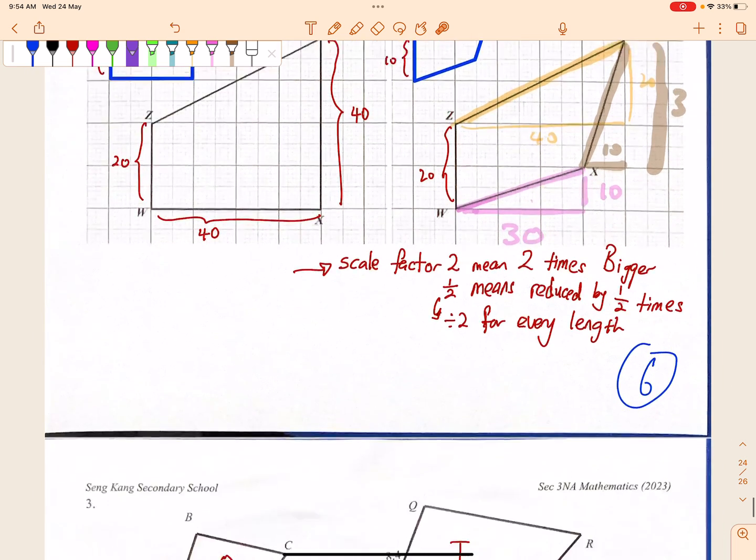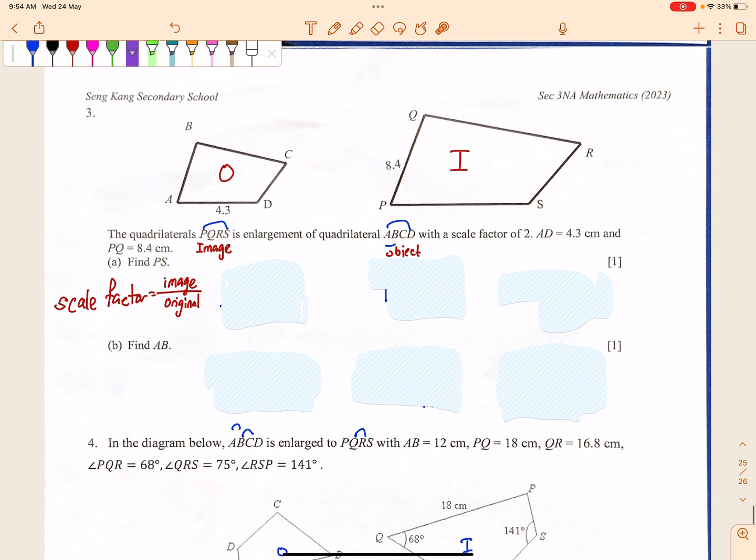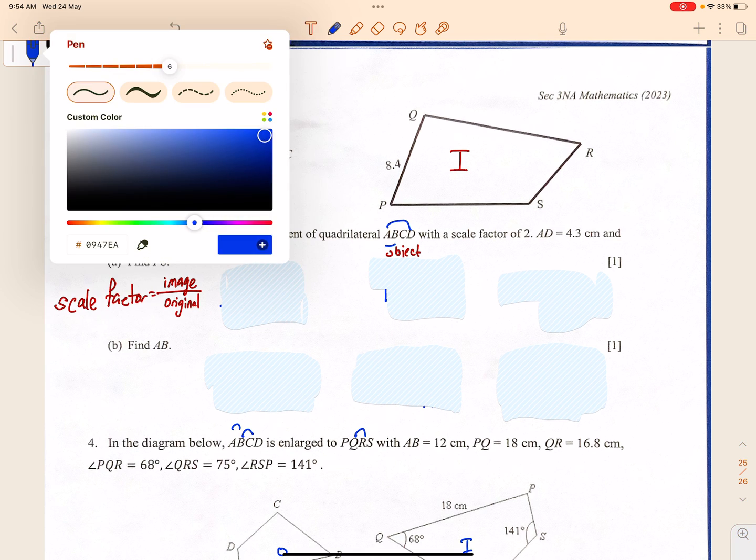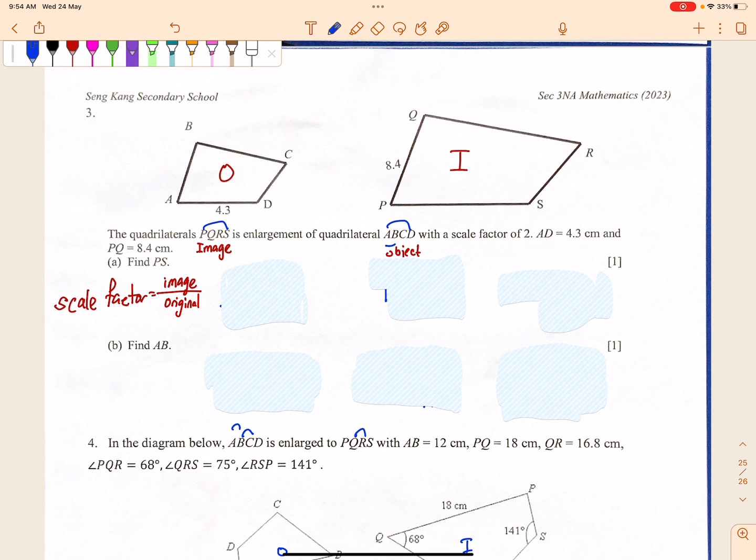Okay, now let's go to the next question. Now the next question talks about enlargement. So since this is enlargement, we say that PQRS is an enlargement of this. Alright, so PQRS will be the image. So I draw my image here, and this is my object. Now I remember scale factor is image over original. So scale factor is 2. That means it will be 2 for the scale factor.